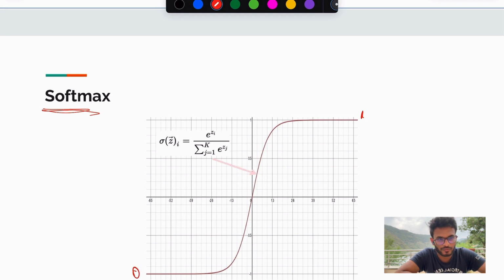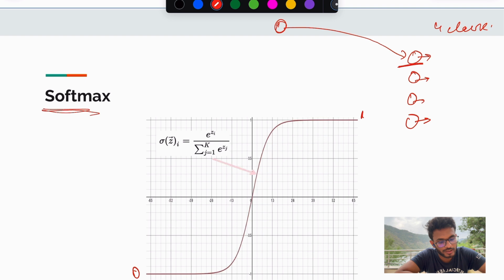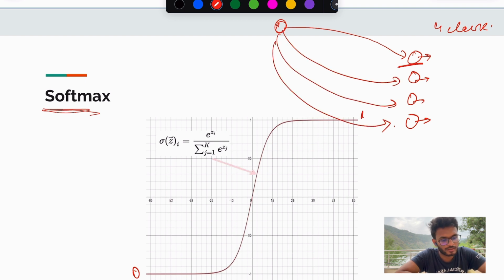Generally we use it in the last layer. Suppose you're trying to distinguish between, let's say, 4 classes. You want these outputs to be probabilities, so that you can say with what probability this data point belongs to this particular class, or this class, or this class. So in the last layer we use softmax so that the outputs sum to 1. So if this is 0.2, this is 0.6, this is 0.1, then the last will become 0.1. So this is why softmax is used.